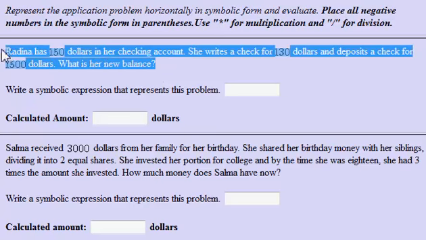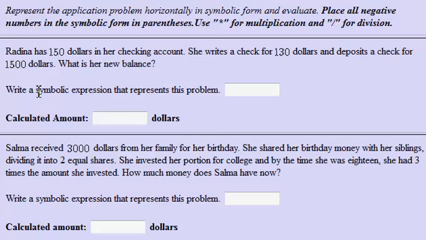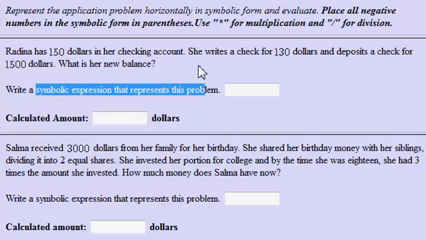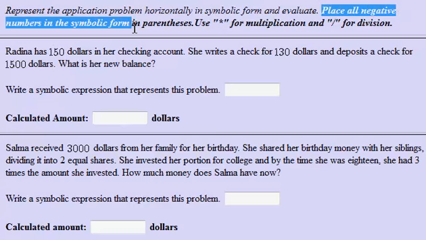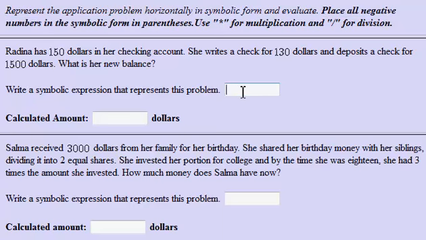In this problem, we are to read each story, write a symbolic expression that represents the problem, and then finally put the calculated amount in this space here. We are to place all negative numbers in the symbolic form, that's this one, in parentheses. It is not necessary to do so in the calculated amount. You can use an asterisk, which is Shift 8 on your keyboard, for multiplication, and a division symbol that looks like this on your keyboard for division.